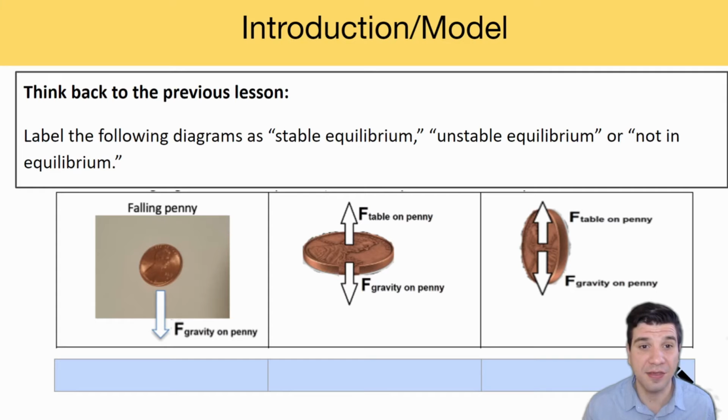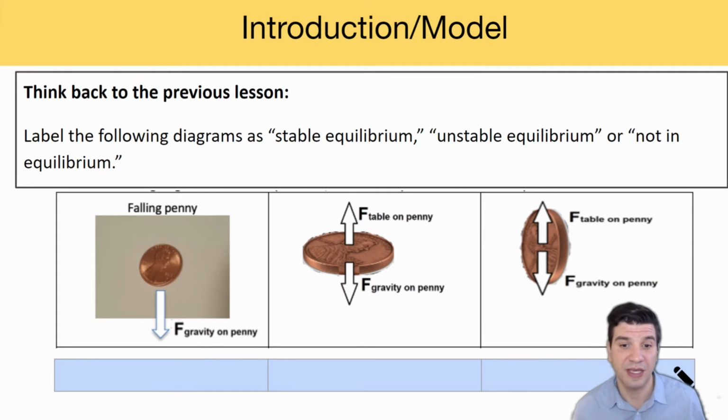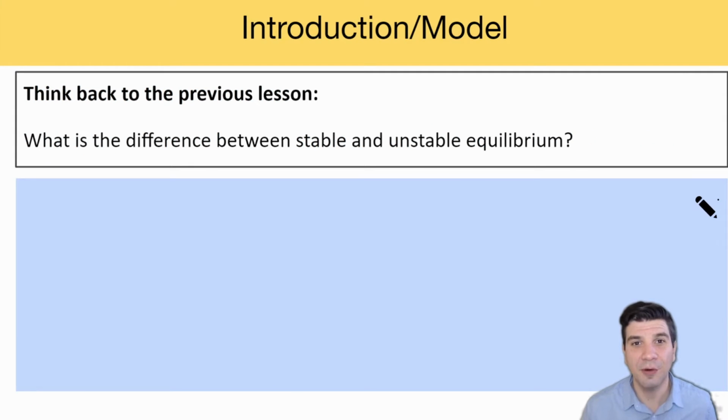In a previous lesson, we talked about how subatomic particles can have states of stable and unstable equilibrium. One of the examples that you were given was that of a penny, and you could see how in certain positions it was stable and in other positions it wasn't. I'd like you to pause the video now and answer the following question. What is the difference between stable and unstable equilibrium?